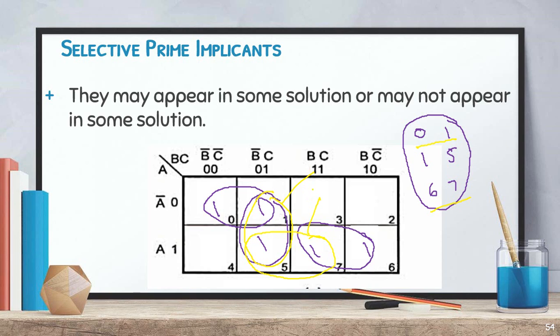That means in some solutions we may not have this option, but in some solutions we may have the option that either we can select the 1, 5 group or the 5, 7 group. Either we can select one type or we can select the other type. This particular portion we call a selective prime implicant. If we select 1, 5 it is also a correct answer, and if you select 5, 7 it is also a correct answer.